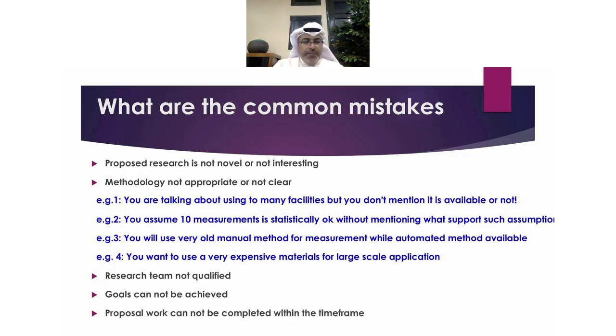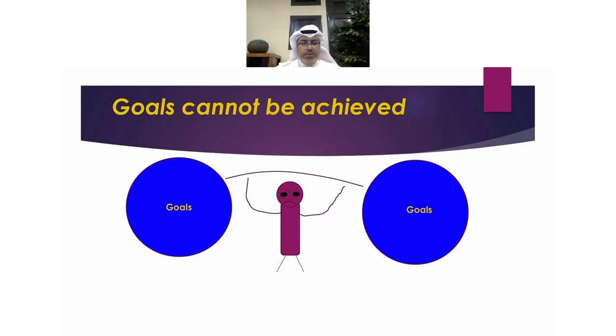Another common mistake is that the proposed work cannot be completed within the time frame. You have a very extensive methodology, too many variables, too many chemicals going to be used. You have too many applications. You want to test your material for cancer treatment, for, let's say, photocatalysis, for pollution. You are proposing things that need 10 years in a 3 year proposal. This is very bad and you might get rejected. Almost, I mean, for sure you'll get rejected. So don't promise goals that you cannot achieve.